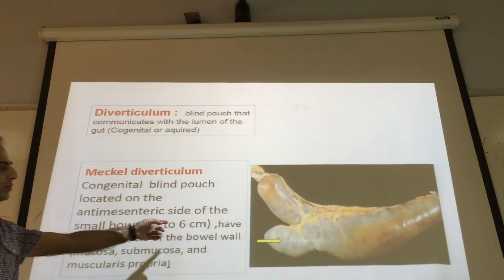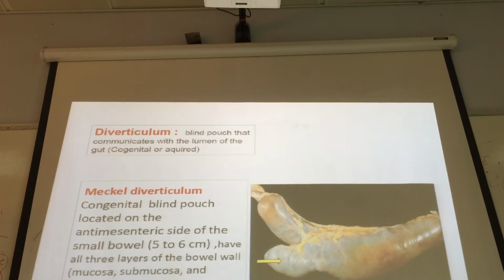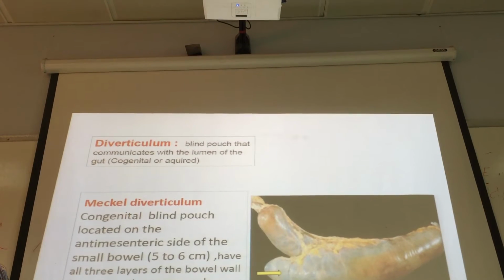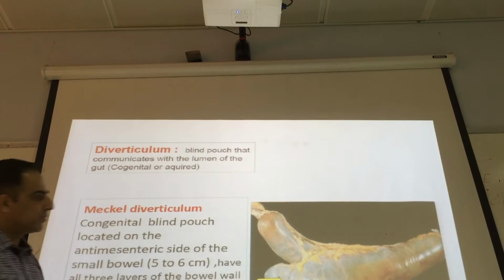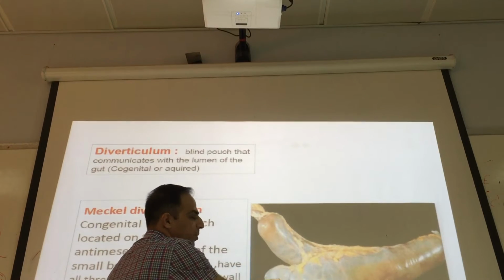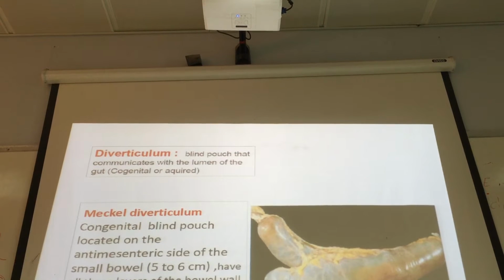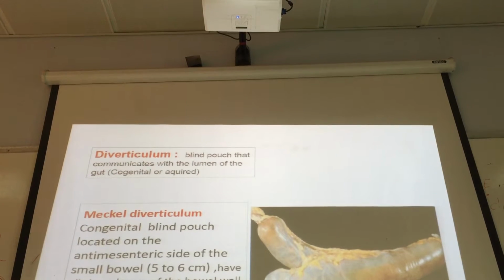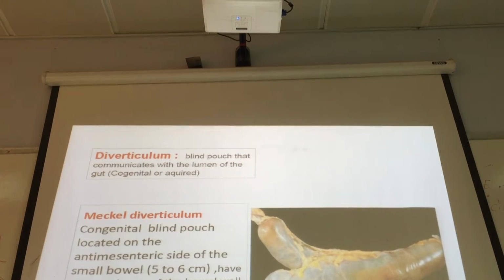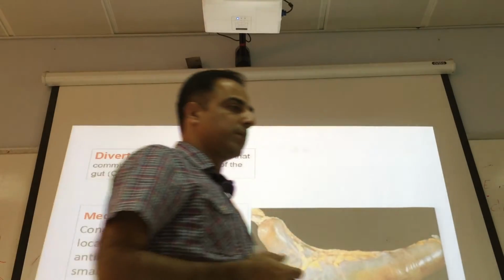It is 5 to 6 centimeters, most commonly in the small bowel, and has all the 3 layers of the bowel wall. So the structures which you will find in the bowel will be present here also, the same structure. But what is the importance of this Meckel's diverticulum? It is not without importance.